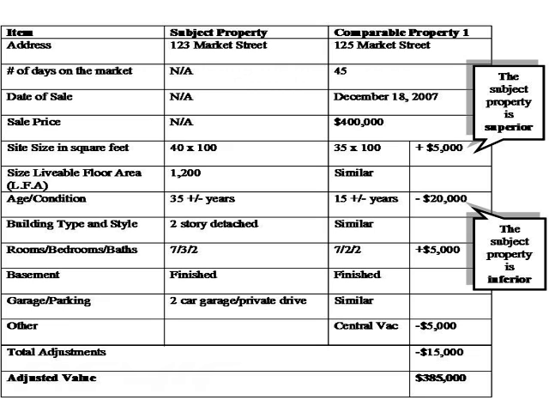In an actual appraisal, the appraiser will use three comparable properties and will either average the adjusted values or rely more heavily on the most similar property to determine the market value.